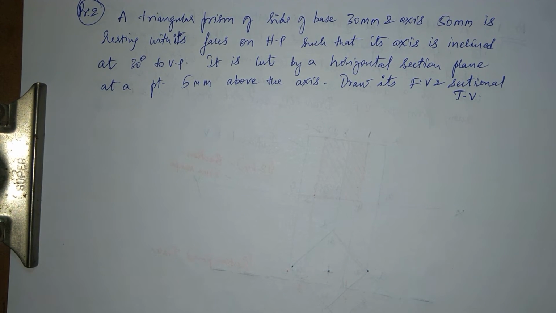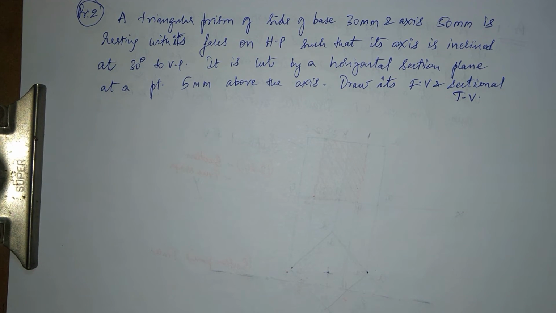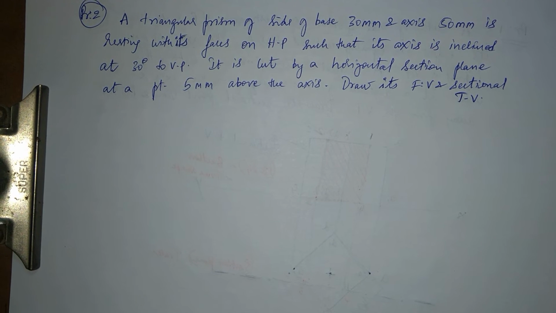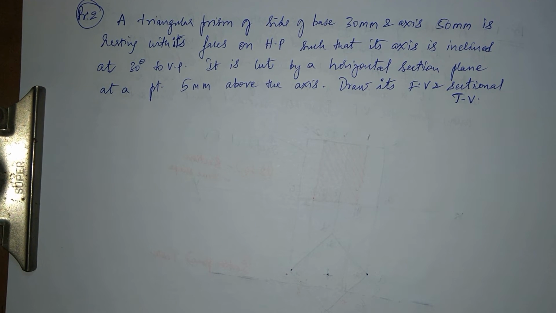A triangular prism of side of base 30 mm, axis 50 mm is resting with its face on HP such that its axis is inclined at 30 degrees to VP. It is cut by a horizontal section plane at a point 5 mm above the axis. Draw its front view and sectional top view. This is your question. So where do we start off?